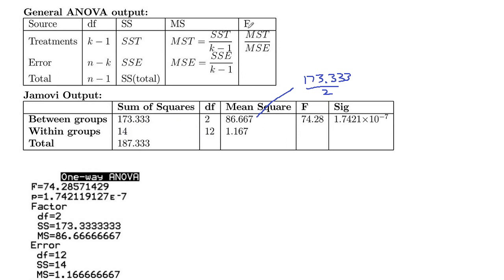And then the F statistic is mean square treatment divided by mean square error. So you divide these two entries. So this will be 86.6 divided by 1.16. That's this value here.